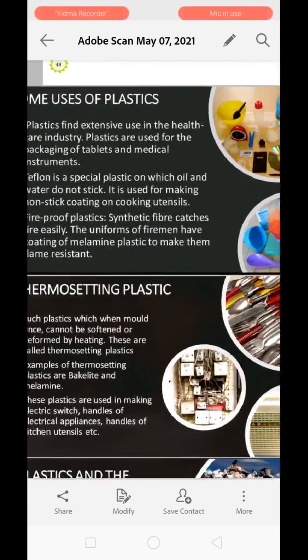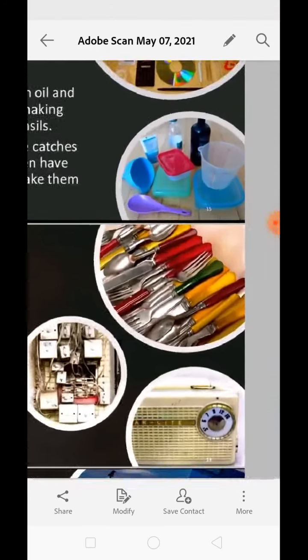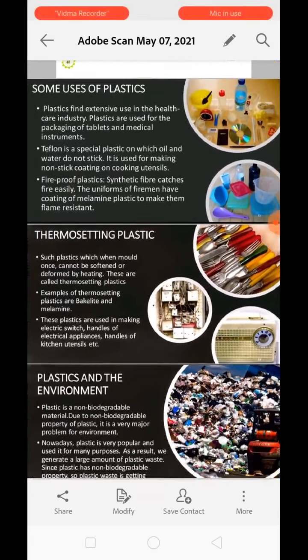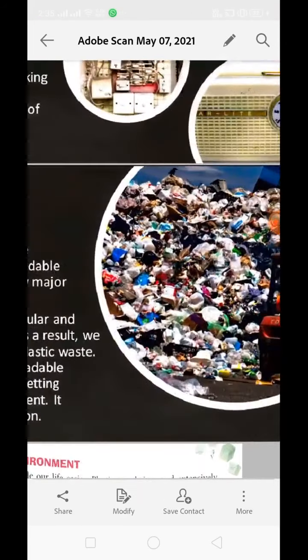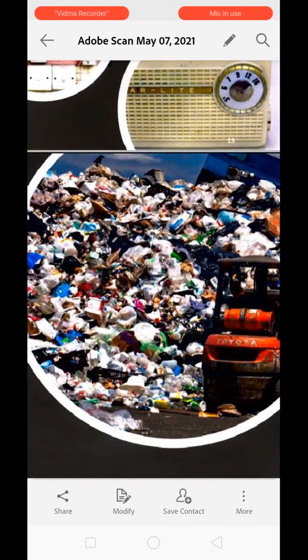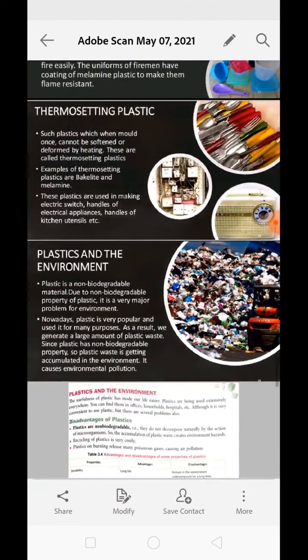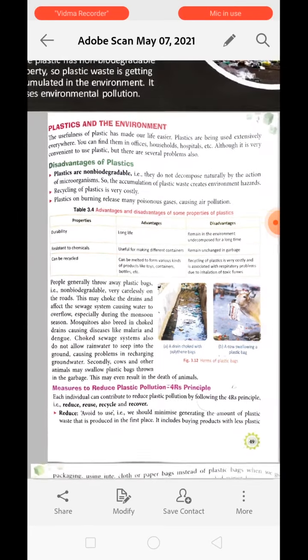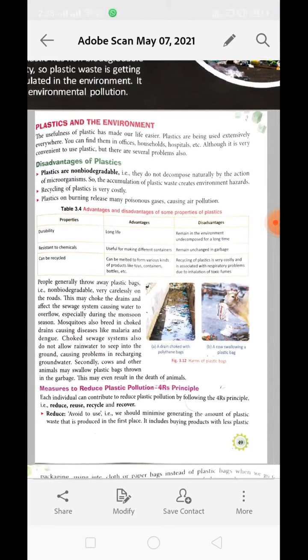Now next is plastic and environment. You can see these are examples of thermosetting plastic. Understood? Plastic and environment, this type of waste you may have seen. This is what plastic is doing to our environment. As plastics are non-biodegradable, they are polluting the environment greatly. We know that plastic has many uses. They have less weight, they have long life, and they are cheaper. So plastic is used all around our life.